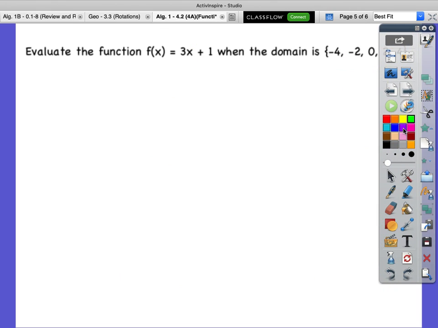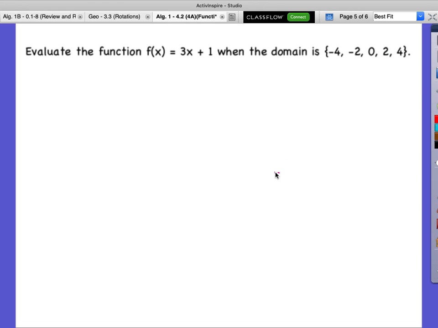If we look right below this, guys, one more thing on this page and then a couple things on the next page and we're done with notes. Okay. Evaluate the function. F of x is equal to 3x plus 1 when the domain is negative 4, negative 2, 0, 2, 4. What's it mean to evaluate the function? It means like simplify it. Okay, simplify it. What are we going to be doing? Trying to solve it.